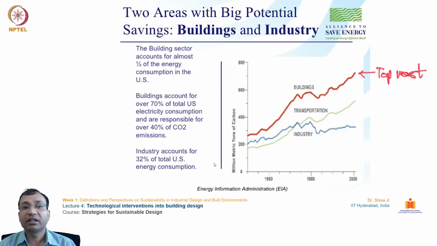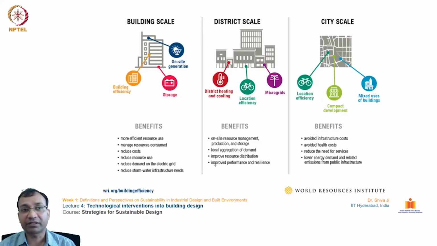So the industry, even though industries are very critical and important for manufacturing and other processing of stuff, is still lagging behind the buildings. That means buildings have far outrun industry in resource consumption and energy consumption. So in itself, it is evident there is a huge scope for improvement in resource consumption and energy in the buildings.